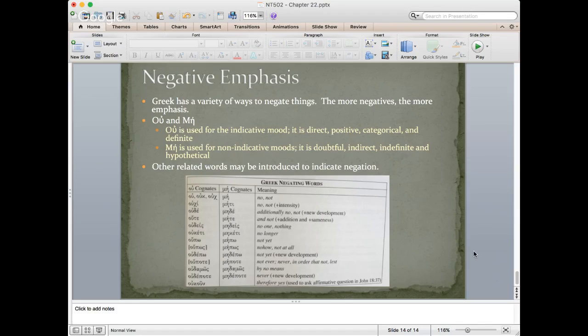So on negative emphases, we've talked about the negative emphases here with the may or oo and the nuances there. But Long details it more robustly here at the end, where he talks about how Greek has a variety of ways to negate things. So the more negatives, the more emphasis. You don't have double negatives, like a negative negating a negative. The more negatives you see added on there, the more emphasis the author is giving that this is not happening.